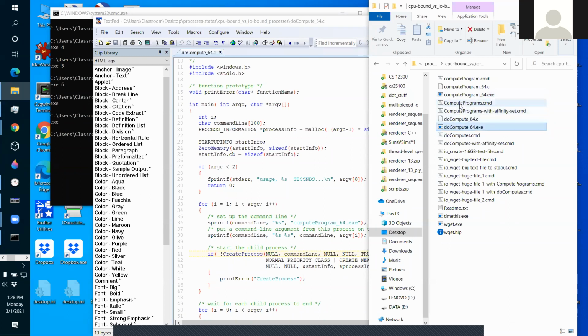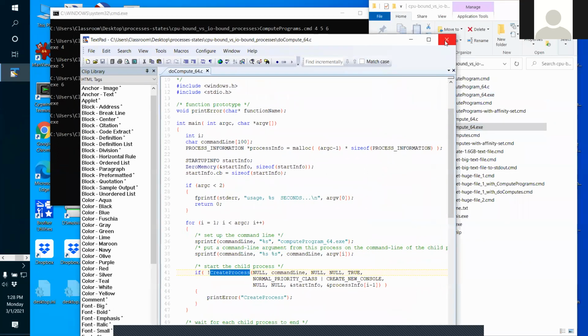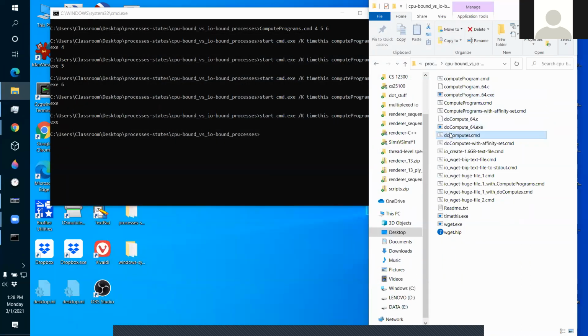So this program does what this shell script does. This shell script launched a bunch of these. This program launches a bunch of these, but I can time that program. So now I can time the whole bundle, but then I can't time the individual programs. So when you use this shell script, or you use this program.